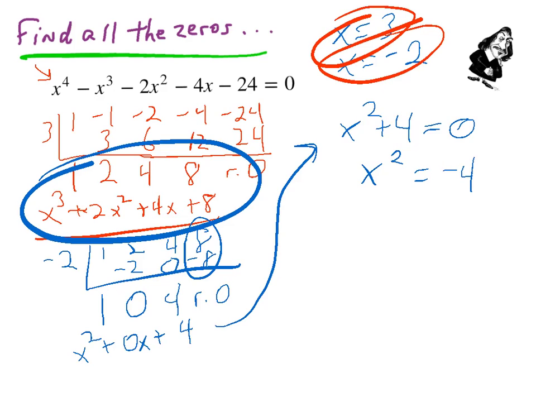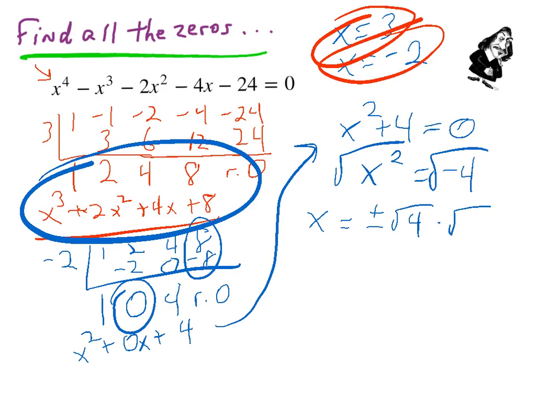You could use the quadratic formula too. Just if you do that, remember your b coefficient is 0. But at this point, I could do this. Take the square root of both sides, and that's going to give me x, and this is going to give me plus or minus the square root of 4 times the square root of negative 1. Don't forget, this is the same thing.